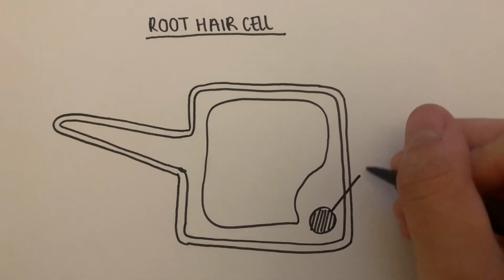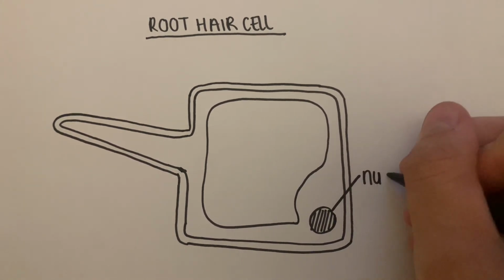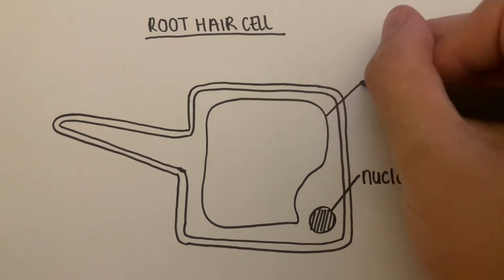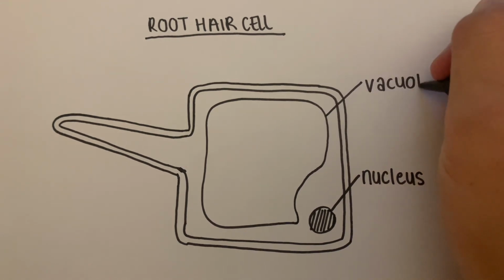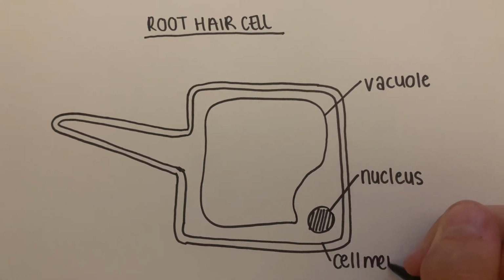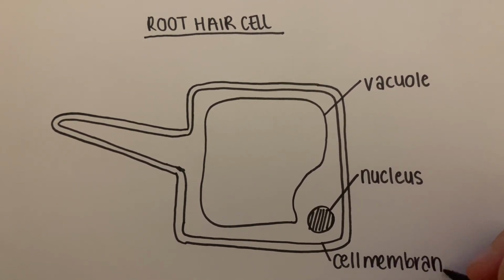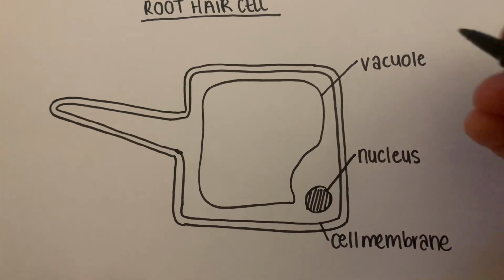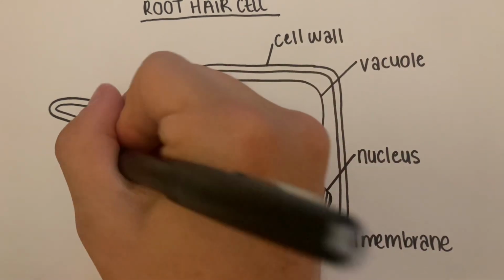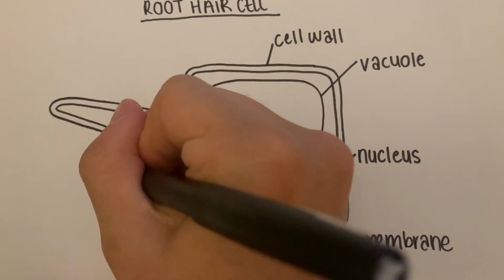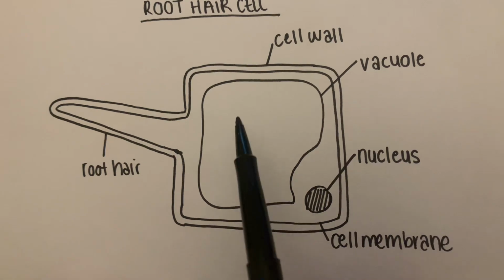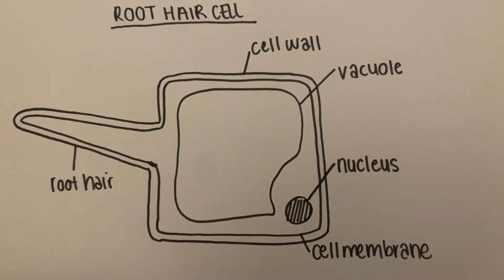So we're just going to label the structures, which is the nucleus, and you should know what a nucleus is by now. We've got a vacuole, we've got the cell membrane, we've also got the cell wall on the outside. And we've actually got this structure here that points outwards, that comes out of the blocky structure, which is the root hair. So we've now got the structures inside a root hair cell.